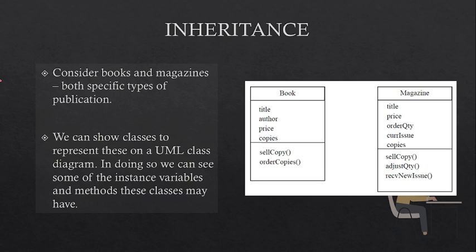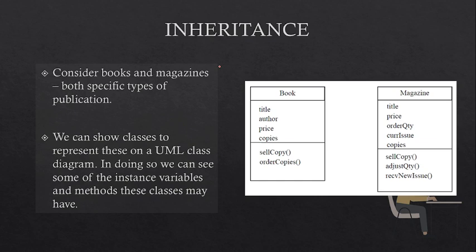Okay, so let's check another example. We have books and magazines. Books are a type of publication, as well as magazines. So I think you are already knowledgeable about UML. So we can represent these classes in a UML. In doing so, we can see some of the inherited variables and methods these classes may have.